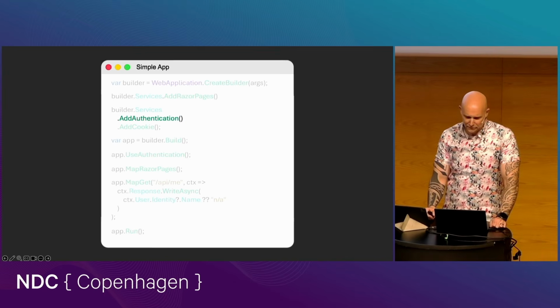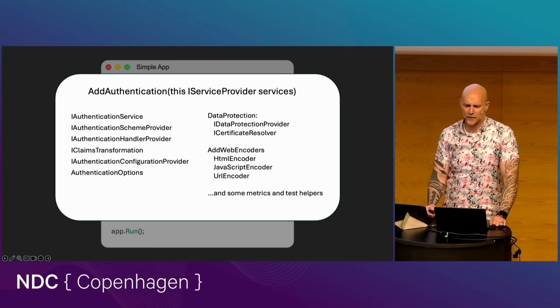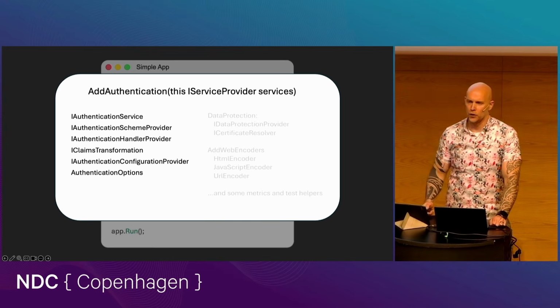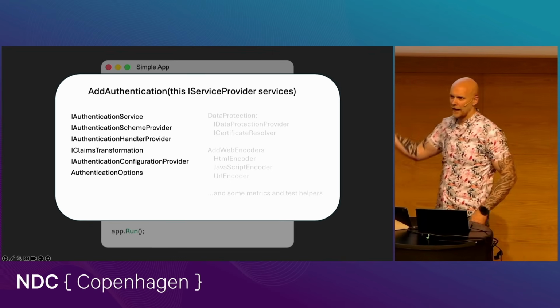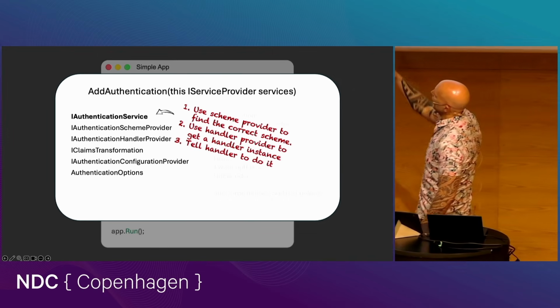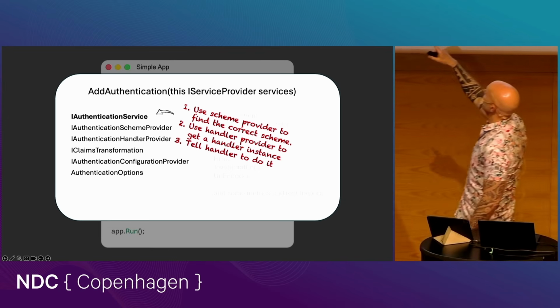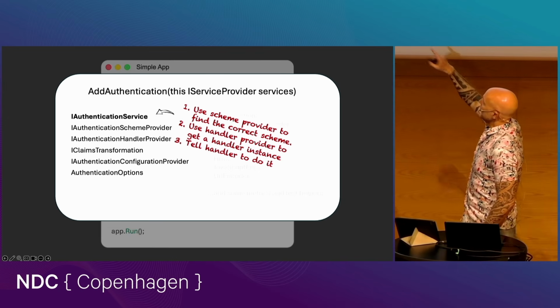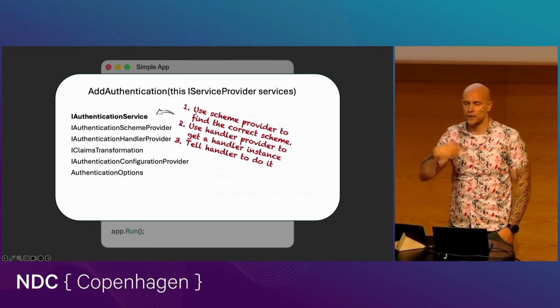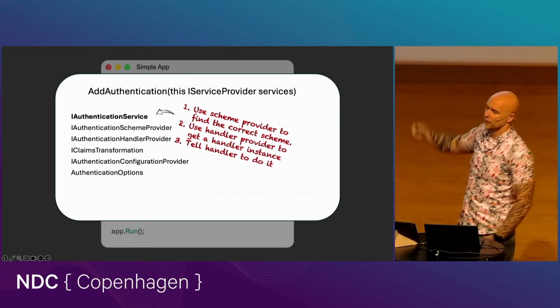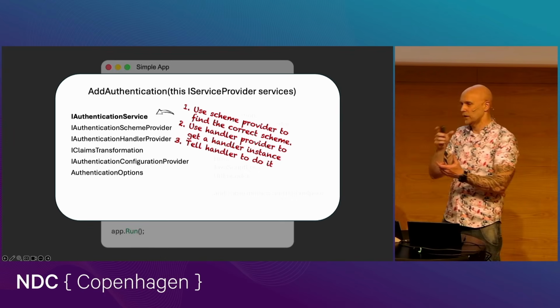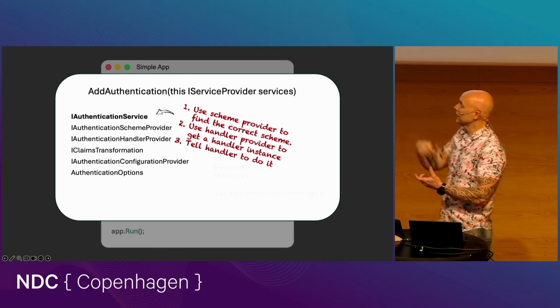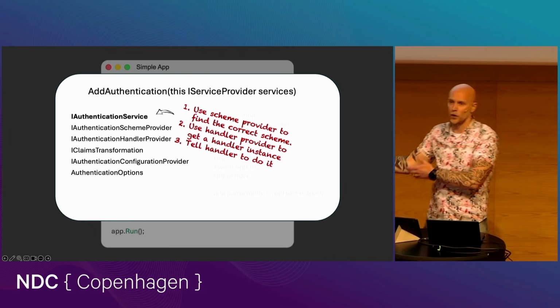I have, obviously. It adds this. Lots of stuff. First of all, we can ignore those, because those are not interesting. That leaves us with that. And the top one here, authentication service, it uses the scheme provider and the handler provider to basically, based on the scheme, find the authentication scheme based on a name. It uses the handler provider to get the handler and then ask the handler to do the work.